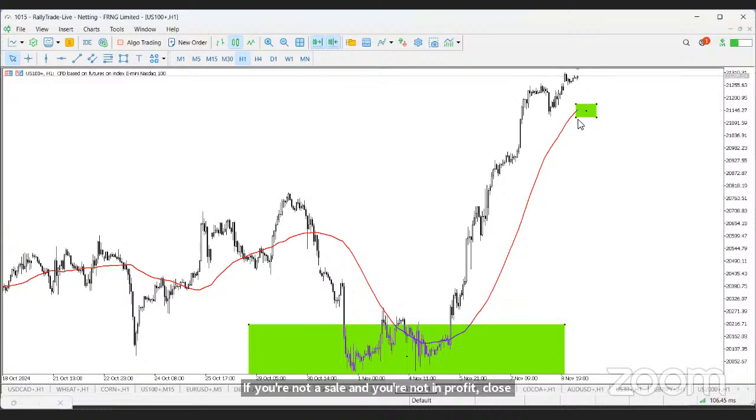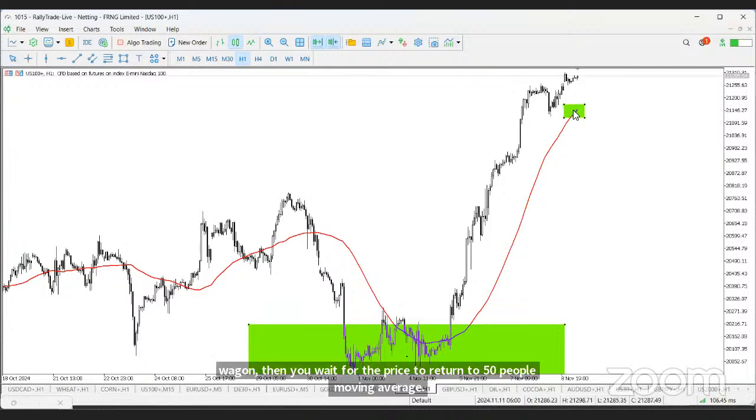If you are not on a trade and you want to join the wagon, then you wait for the price to return to the 50 period moving average, either on your phone or laptop, then you can click on buy because the direction is up. That's for US 100.